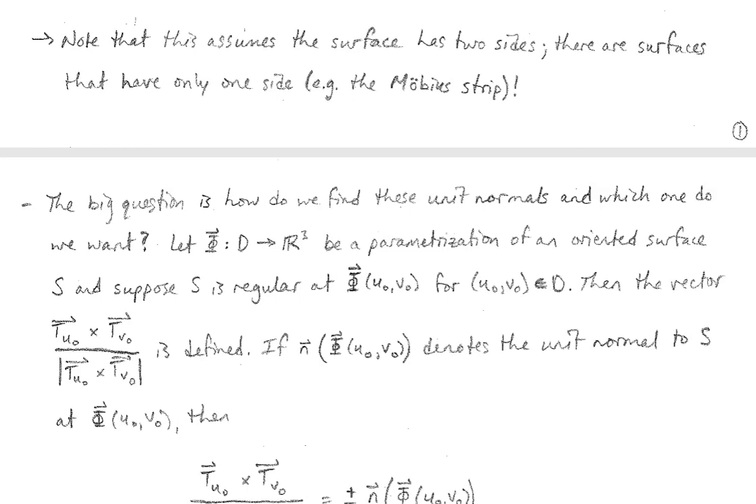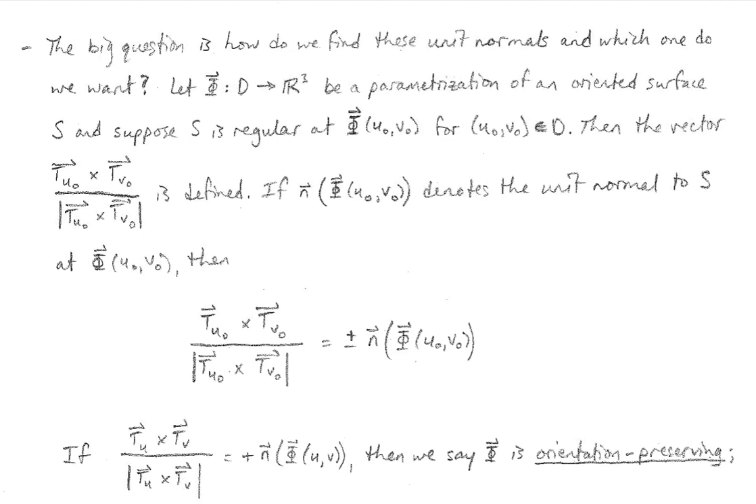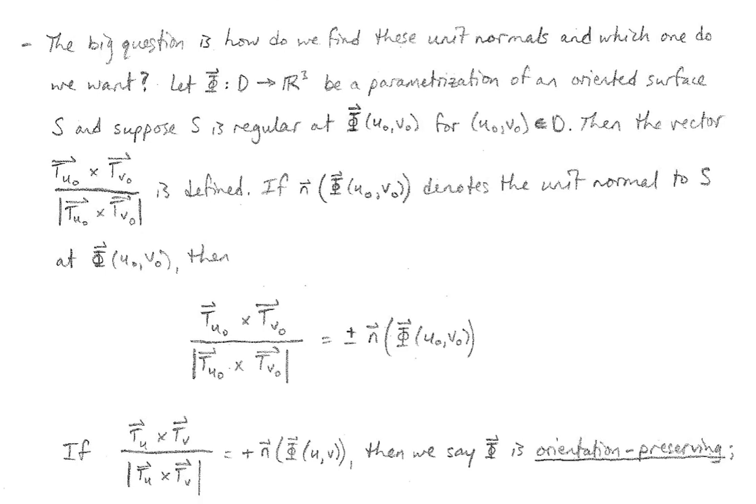So we have our parameterization, capital Φ. S is a differentiable surface at every point in the domain of our parameterization. Then t_u cross t_v, all divided by the norm of that same vector, is something that we can talk about. It is indeed defined, and that is going to be the general formula for the unit normal vector to our surface at any point.